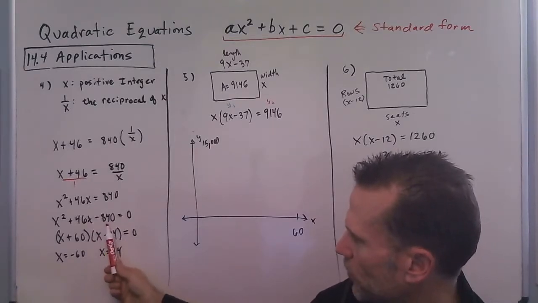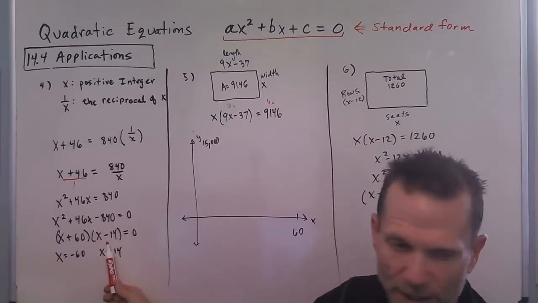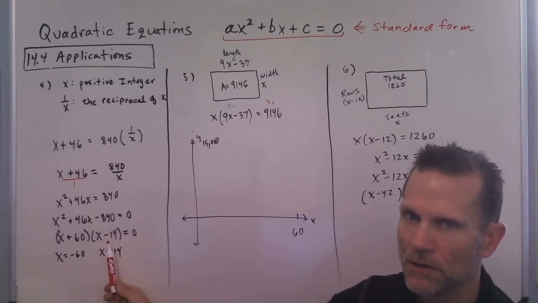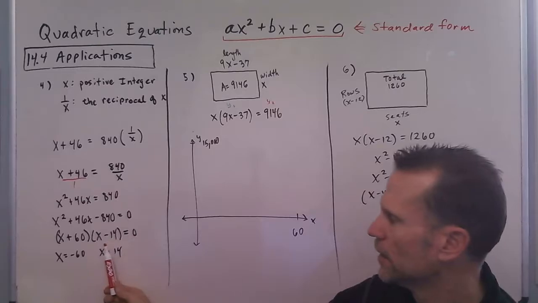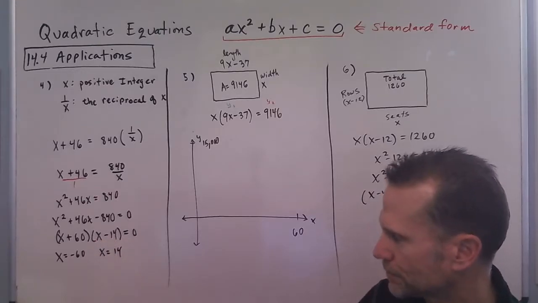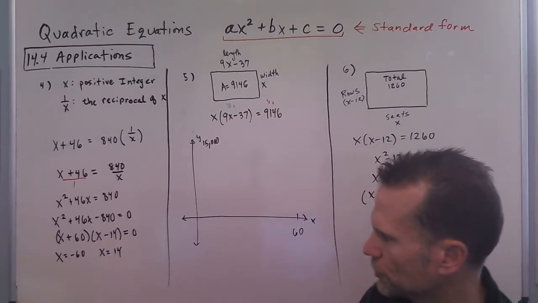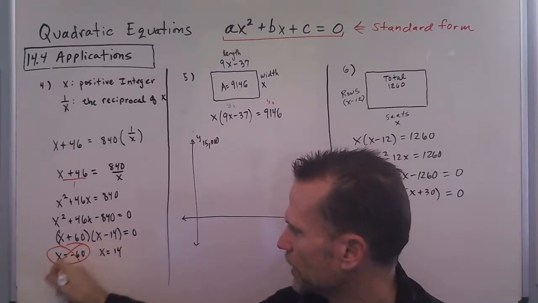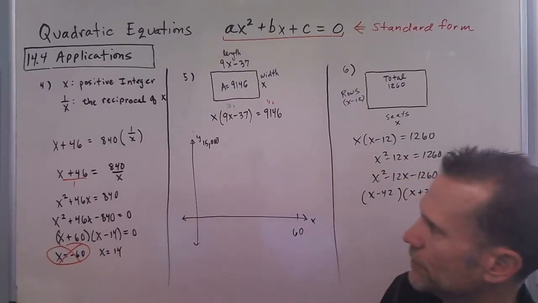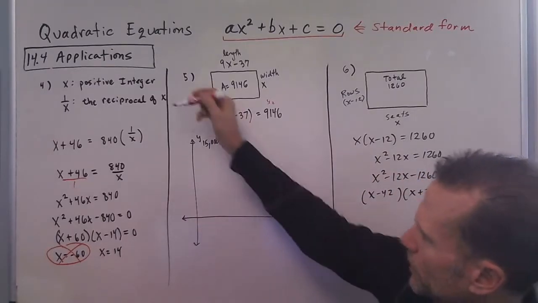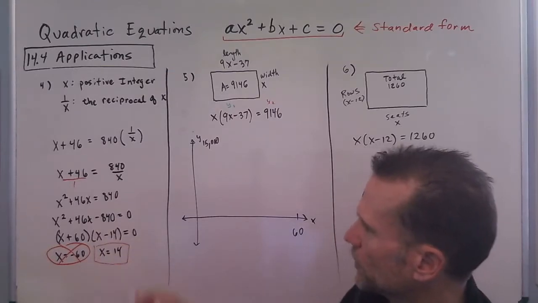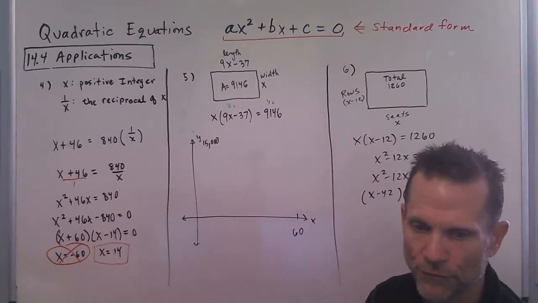Getting it in standard form, I try to factor it, and if I can't factor it, I might use the quadratic formula or a quadratic formula calculator on the internet. But I have this factor, and then when I get these two solutions here, I have to remember that this solution here is ruled out because we're looking for a positive integer. Okay, and so the positive integer is 14. If they would ask you for the reciprocal, then it would be 1 over 14.